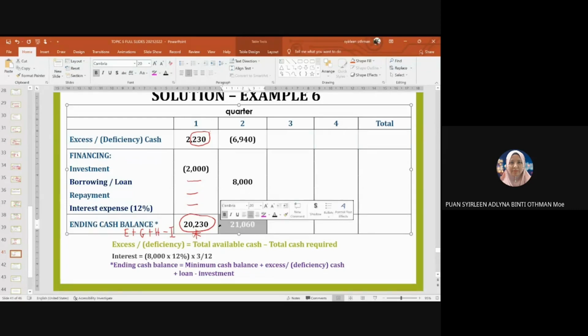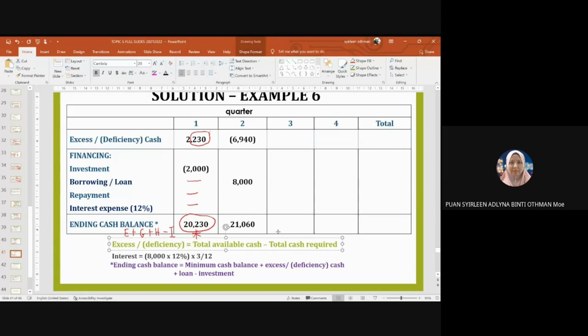So, sekarang berapakah cash yang ada di tangan? Cash ada di tangan ialah RM21,060. Madam, mana pula dapat RM21,000? Sebab tadi you dah simpan RM20,000 kan? Minimum cash required. Lepas tu you kurang 6,940, you pinjam RM8,000. Kan? So 8,000 tolak 6,940, kita dapat 1,060. So 1,060 plus 20,000. So di tangan selain daripada minimum requirement tu, you ada excess of RM1,060 lagi. So tambah 2 tu dapatlah RM21,060. Okay? Alright, this is for quarter 2.